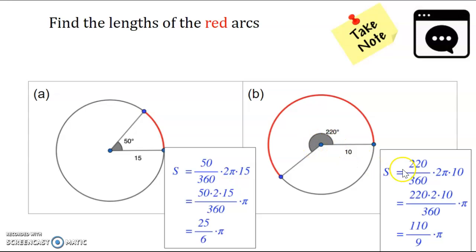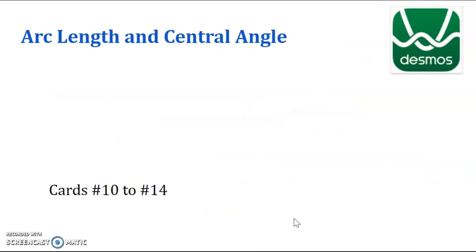For B, again, we're dealing with 220 degrees out of 360 times 2 pi times 10, and that simplifies to 110 over 9 pi. Now you're going to be moving on to the decimals activity. That's items number 10 to 14.